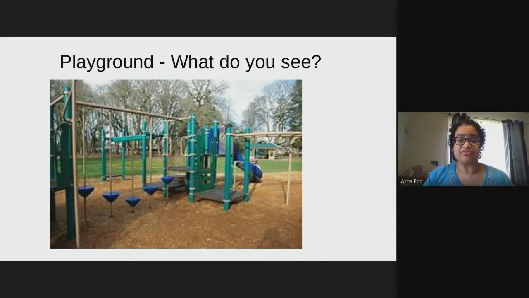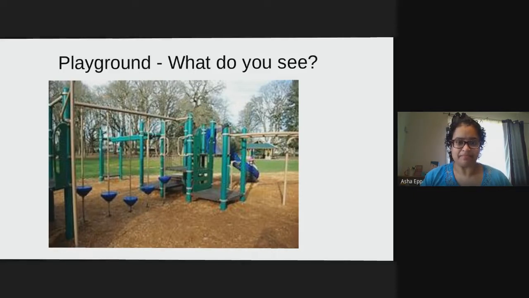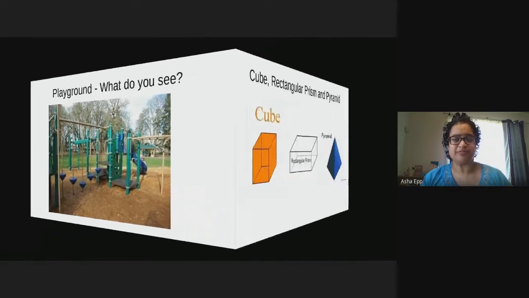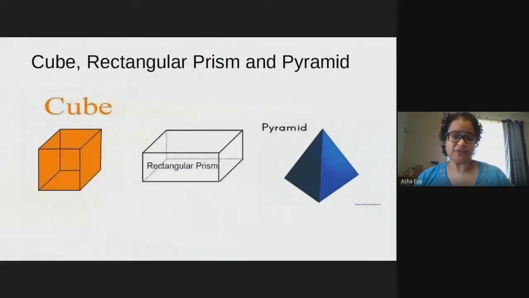So if you are going outside today or in your backyard, think about the shapes that you see in your playground or whatever you may have in your backyard, and what kind of math do you see?